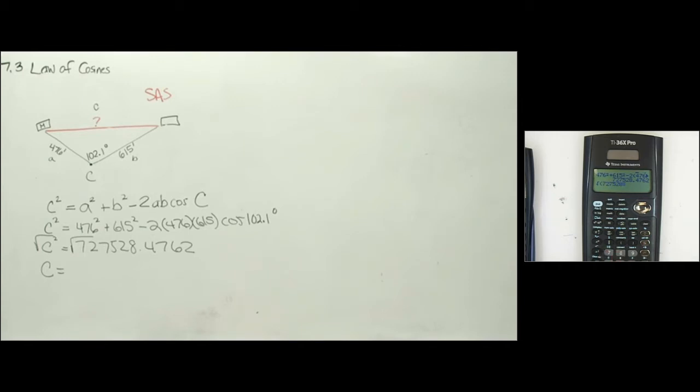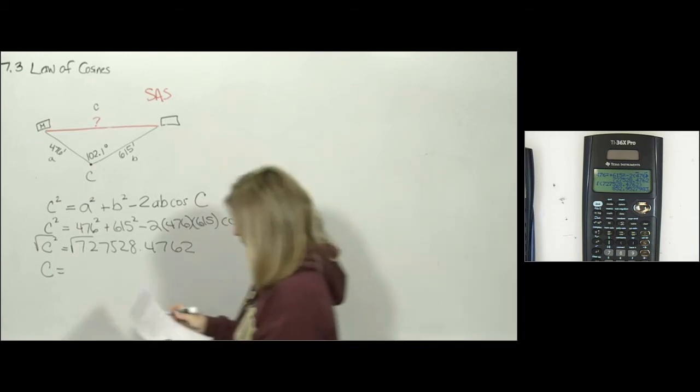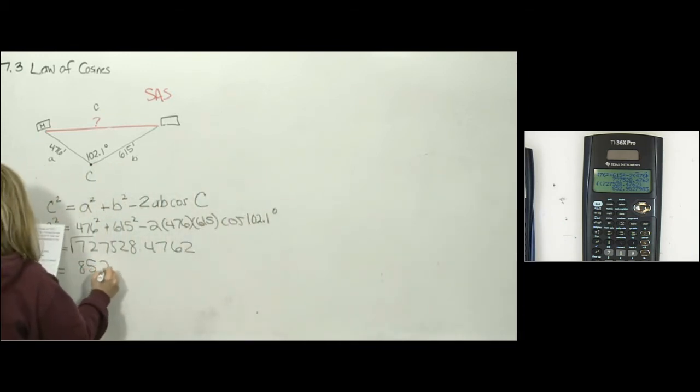Do not round till you get to the very end. If my calculator opens a parentheses, I should always close it. That's telling the calculator, yo calculator, all these numbers are underneath the square root symbol. And there's my exact answer. So I'm going to write my exact answer down.